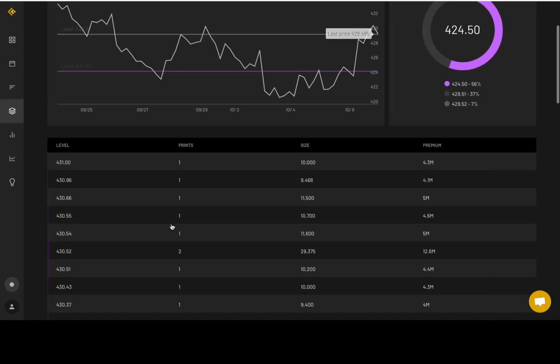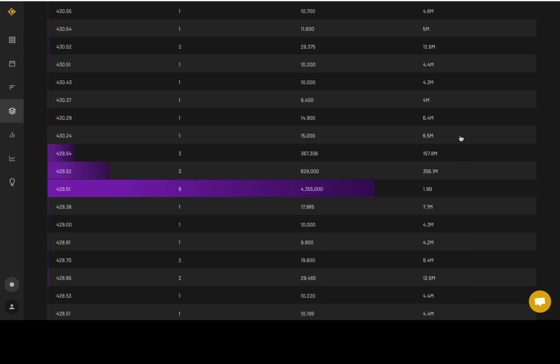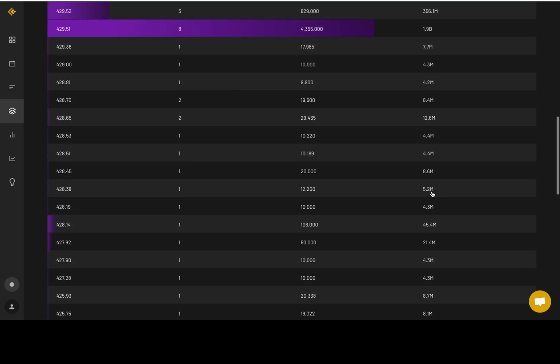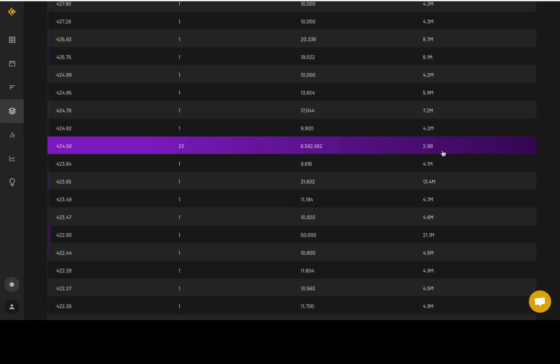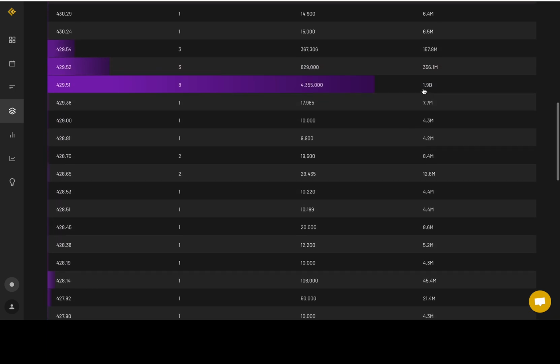Now, here's the dark pool order. 424.5 is where we had the most liquidity or premiums for Friday session. 424.5. Let me find out. 2.8 billion in premium. Interesting. And then we had 1.9 billion in premium at the 429.5 level. Few cents off of my 429.6 level.